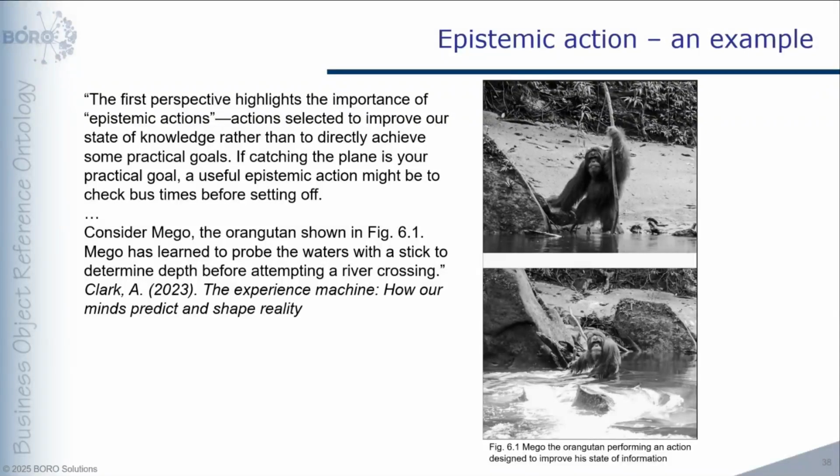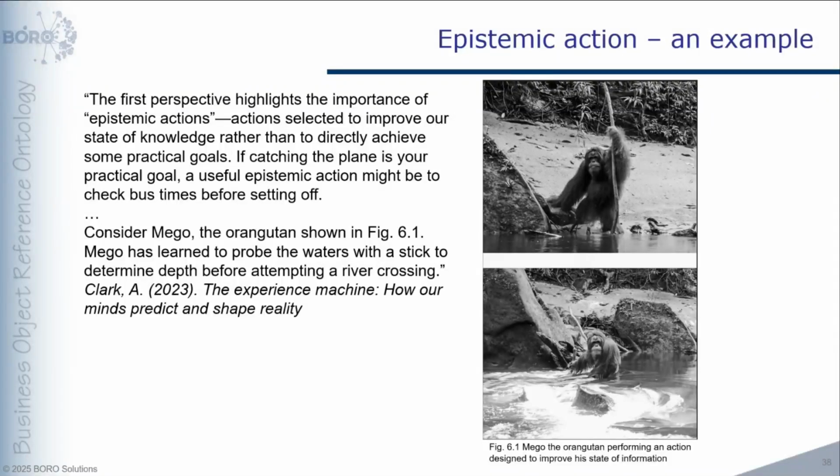And this is a picture from apparently orangutans are the intelligent primates, not us or chimpanzees, but orangutans. And this is Migo, and what he's doing is he needs to get across the river, so he's getting the stick and he's trying to find how deep it is. When he knows how deep it is, he then decides how he's going to go across. But doing this is not, if you like, getting him across the river.